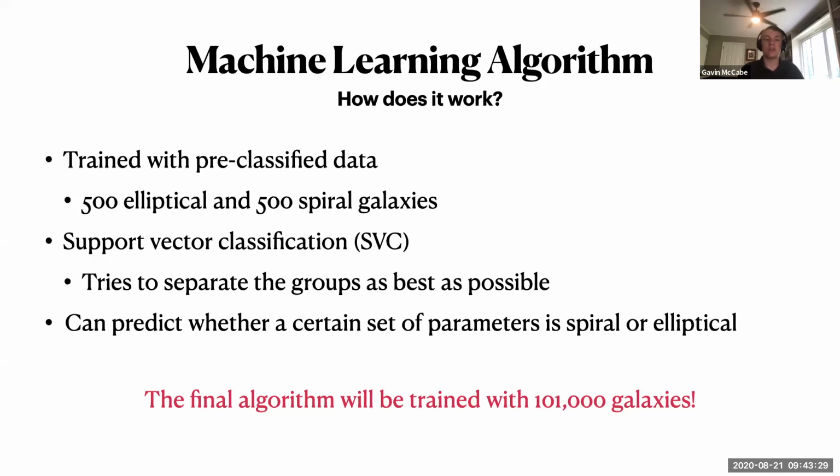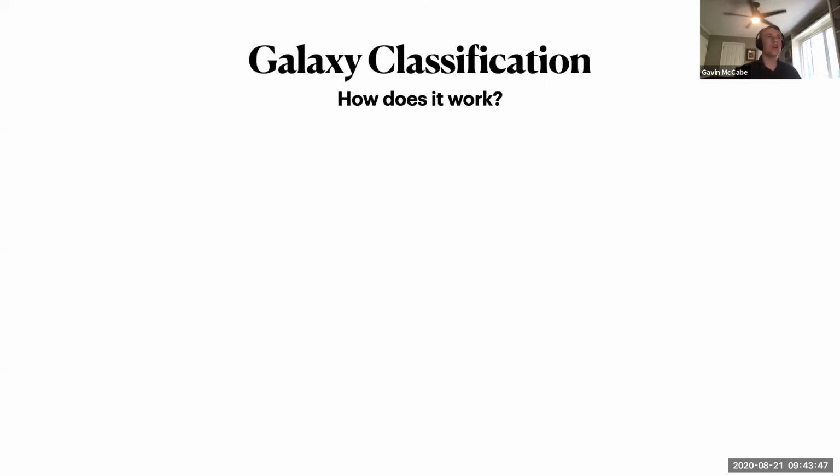So it's really hands-off, which is really nice, and it works well with smaller data sets like this. And finally, it can actually make the prediction given certain parameters by SciMorph, whether it's going to be spiral or elliptical. Right now, I've used 1,000 galaxies, but in the future, we'll be training it on 101,000 galaxies, all from Galaxy Zoo. So here's the final pipeline that we're looking at.